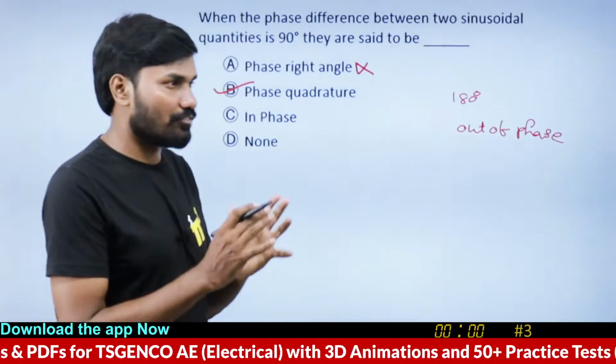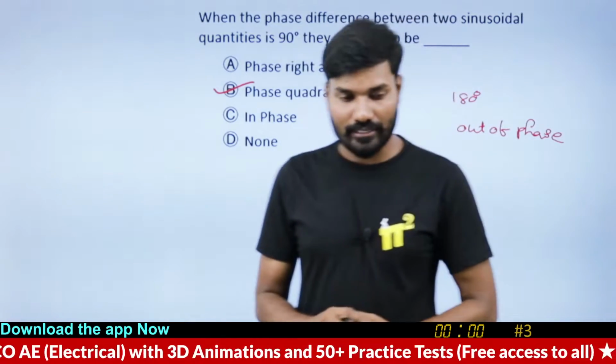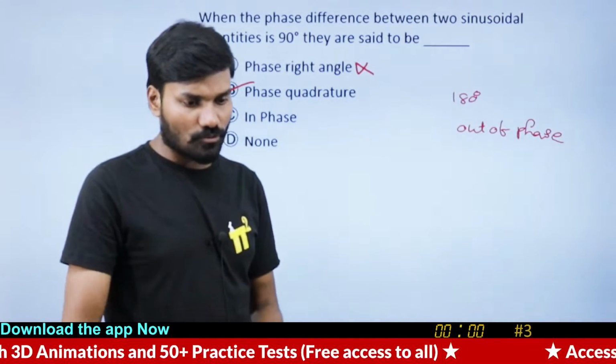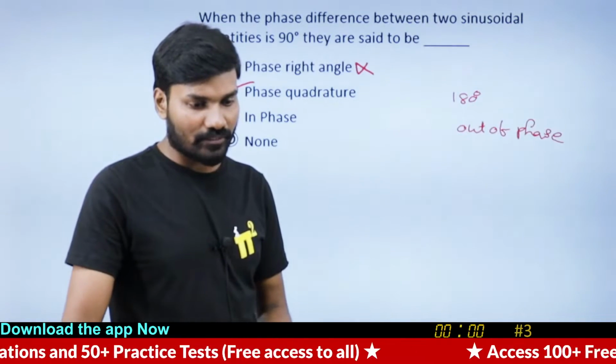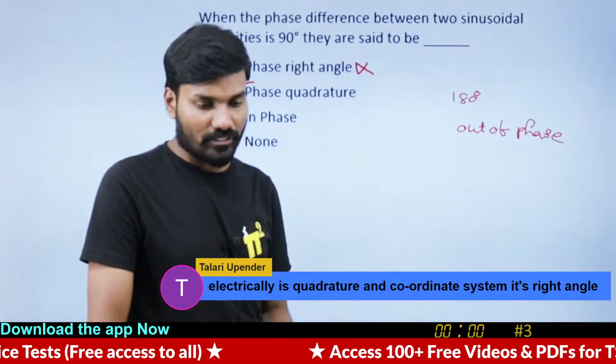So these terms we clearly explained with the help of beautiful animations. I think you must have got that idea as well. It's good. So Upendra also has shared something: electrical quadrature and the coordinate system, it's right angle. Absolutely right. It's a good one.